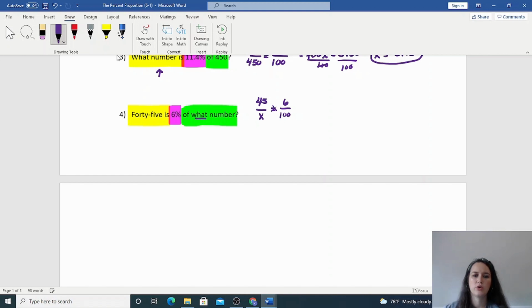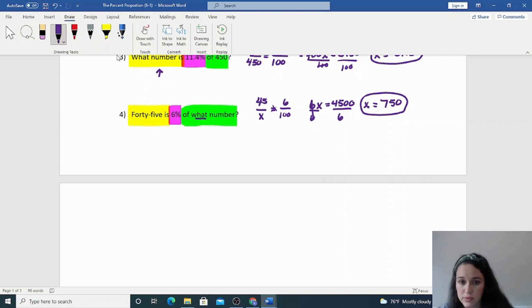All right, do your cross products. So 6x equals 4,500. 45 times 100 is 4,500 hundredths. All right, dividing both sides by 6. Oops, going to find my calculator for this one. 4,500 divided by 6 is going to be 750.